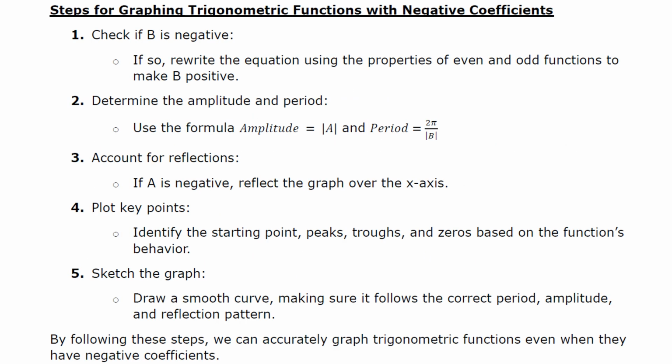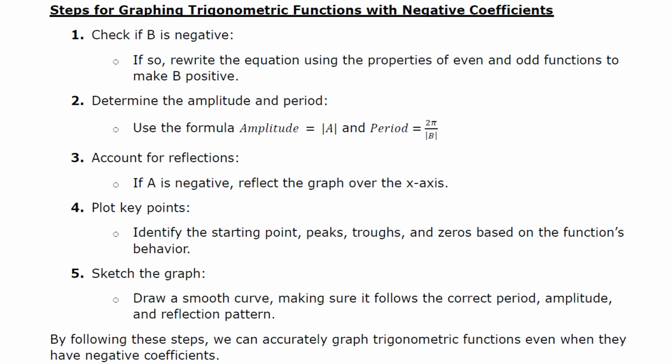So here are some steps that I have provided for you for graphing trigonometric functions with negative coefficients. The first step is to check if b is negative. If b is negative, then we will rewrite the equation using the properties of even and odd functions to make b positive. For step 2, you'll then determine the amplitude and the period. So for the amplitude, we will take the absolute value of a. For the period, we will take 2 pi divided by the absolute value of b.